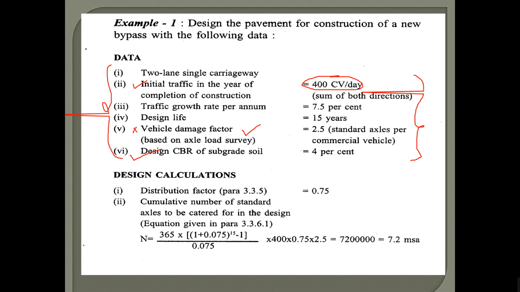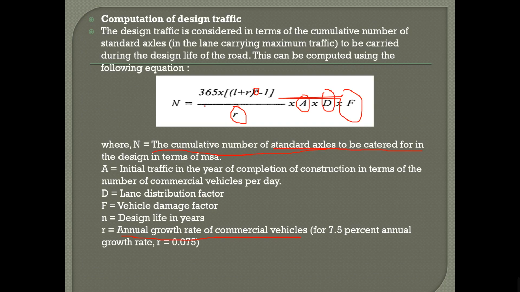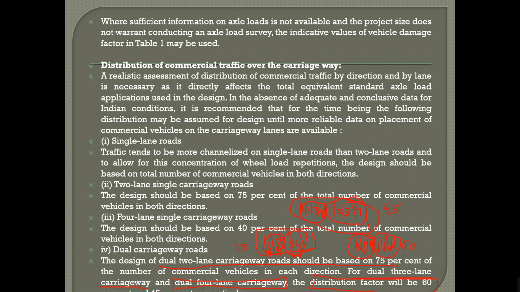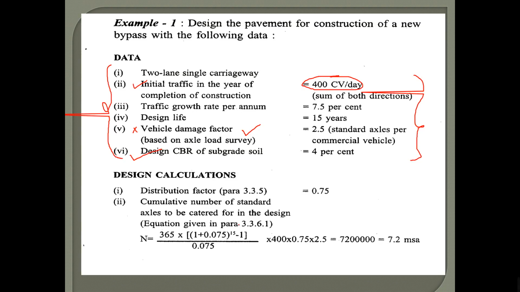What is the distribution factor which we have seen? For substitution into this formula, N is equal to 365 into (1 plus r) to the power n minus 1, into A into D into F, divided by r. So we have the value of A, which is nothing but 400. We know the lane distribution factor from the assumption. For a two-lane single carriageway, it is 75%. Hence we are considering the distribution factor as 0.75.